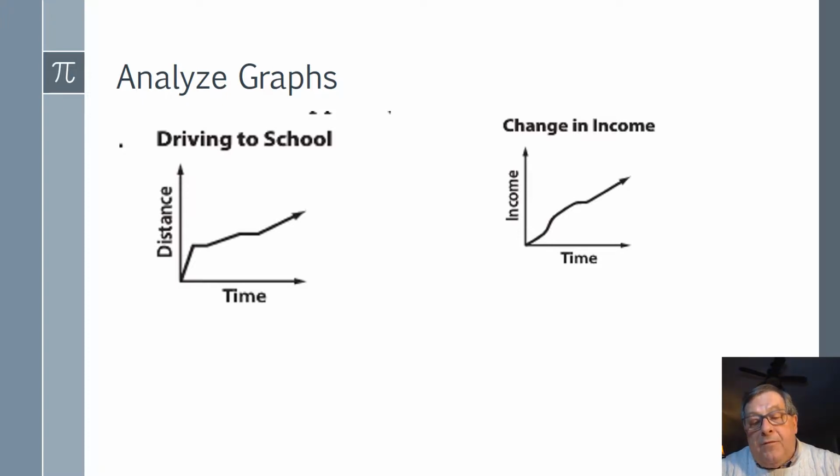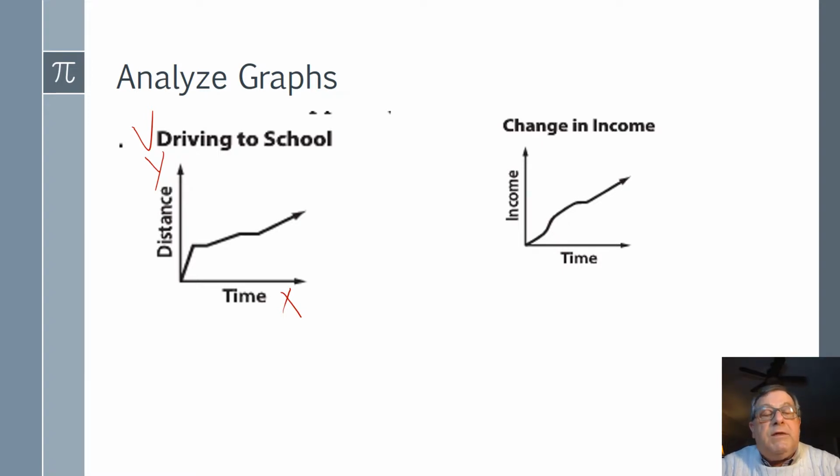So on this graph over here on the left, when we're talking about driving to school, we see that the vertical axis or the y-axis is giving us a measure of distance, how far this car has traveled. I suppose if it's driving to school, it's talking about a car, not a bus. And on the horizontal axis or the x-axis, it's measured in time. So if we're thinking about the distance over time, it's really telling us how fast we're going, what our speed is.